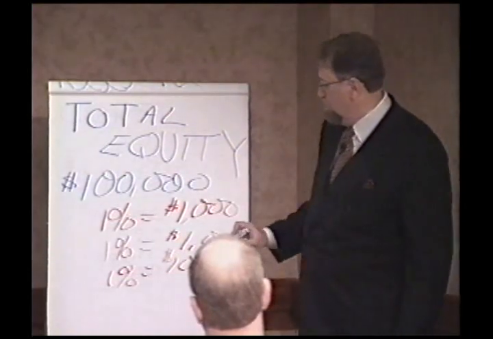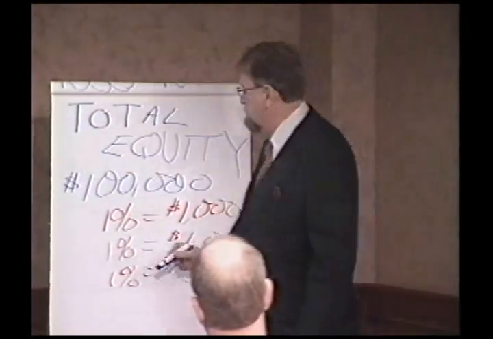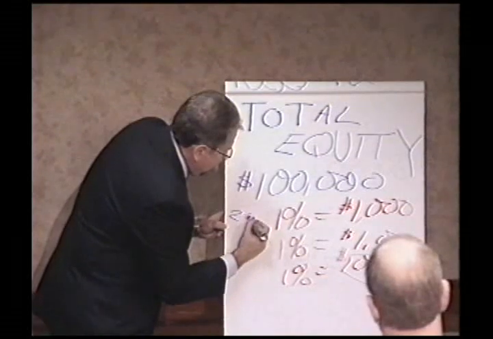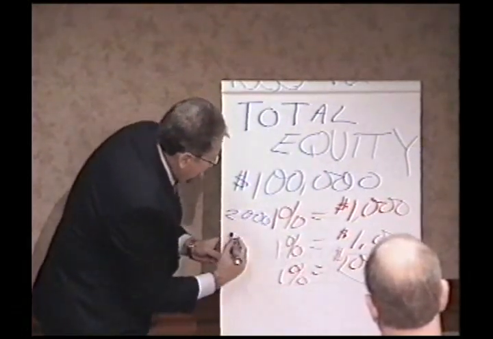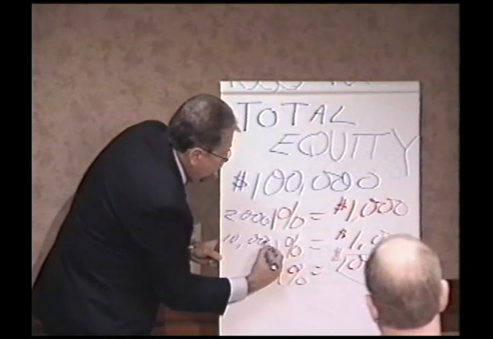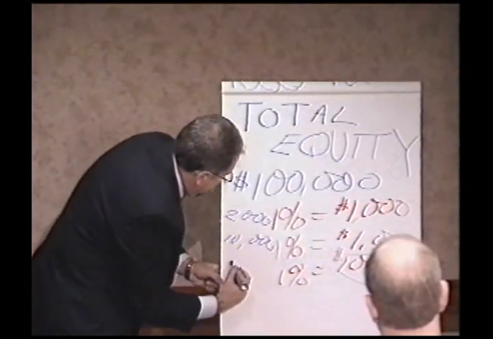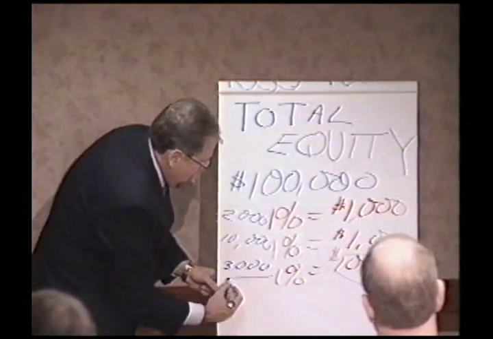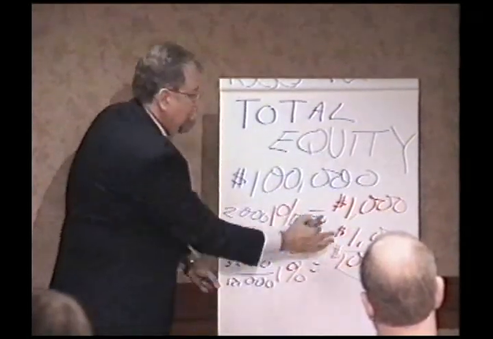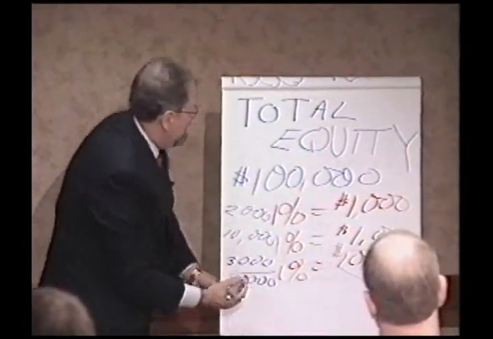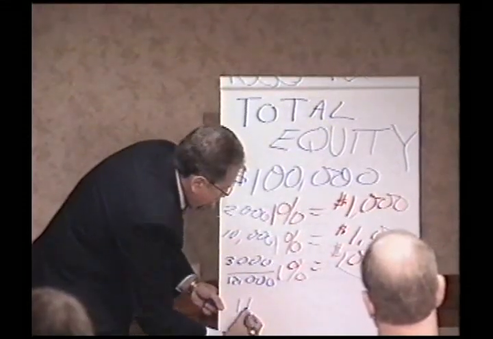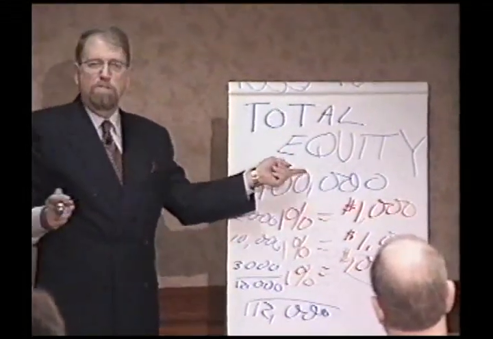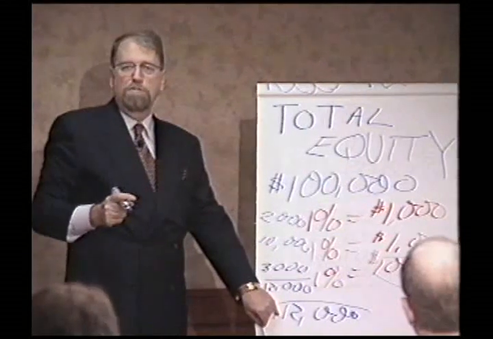So if this position is now worth $1,500, let's say this position goes up and it's now worth $2,000. This position now goes up and it's now worth $10,000. And this position goes up where it's now worth $3,000. You have $12,000 new equity. This $1,000 has to be subtracted, so now your total equity would be $112,000. So this is the value of cash plus the value of all your open positions.